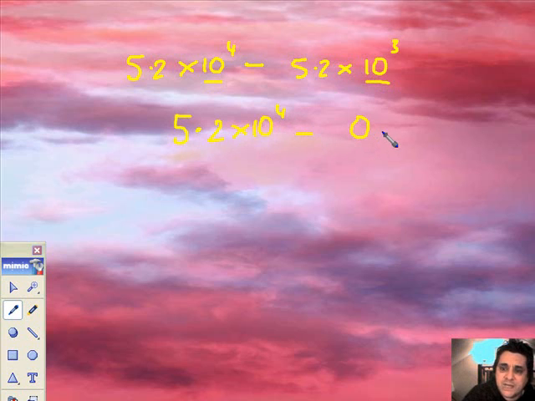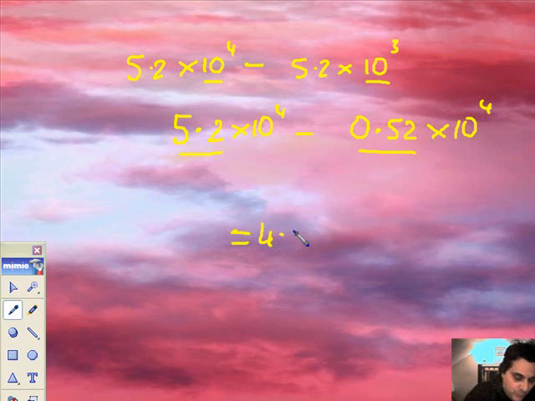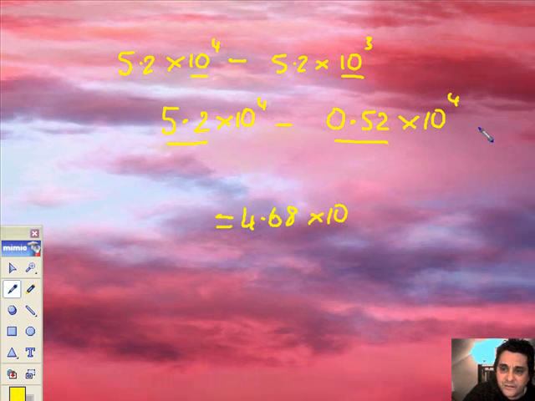Take away 0.52. Okay, so I've gone back 1, pay back the power, 10 to the power of 4. Now I can quite happily subtract these. So what I'm doing really is 5.2 take away 0.52. Now we'll use my calculator for that. 5.2 take away 0.52. That gives me 4.68 times 10 to the power of 4.